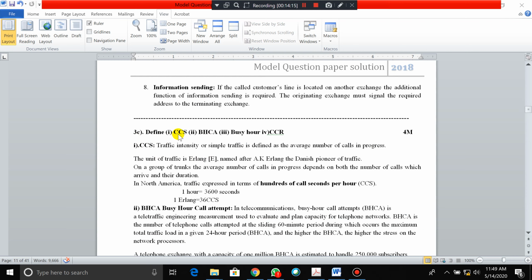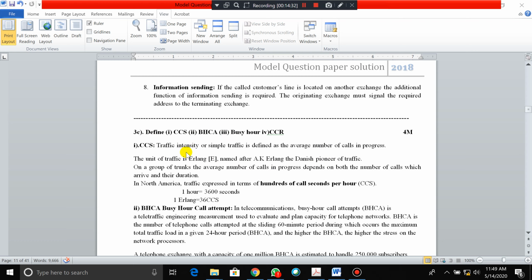Definition of CCS, BHCA, busy hour, CCR. If you refer to previous year question papers, you can see these questions. So it is very important. They'll ask for 4 marks, sometimes 8 marks also.